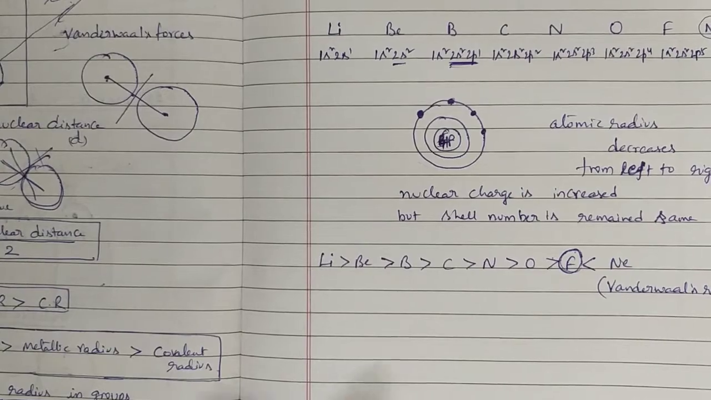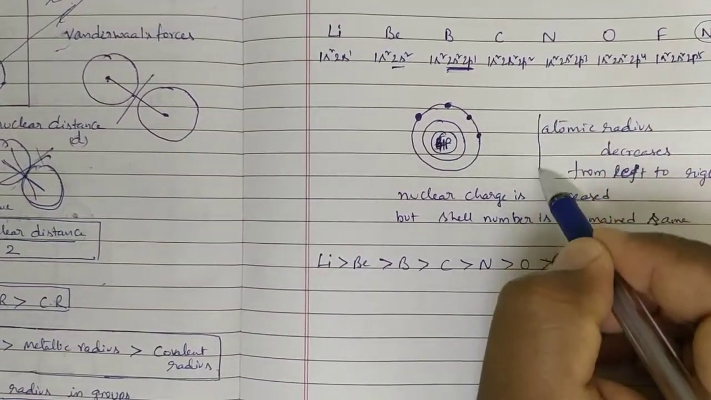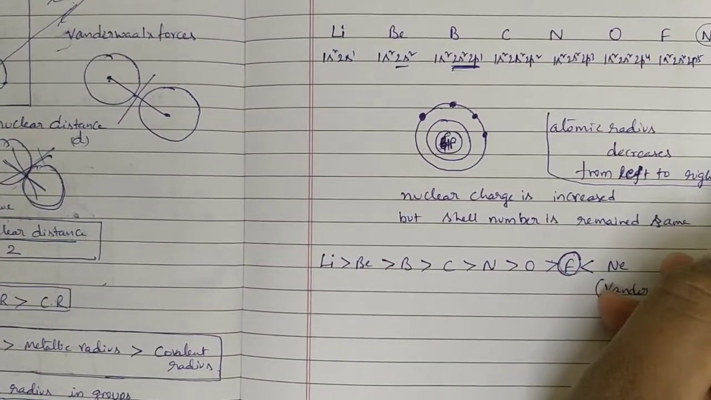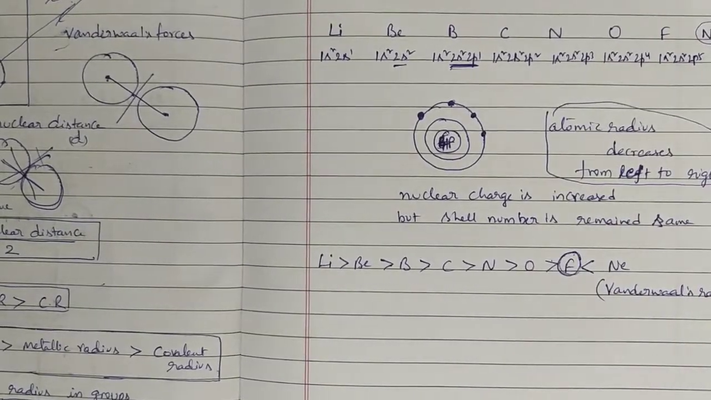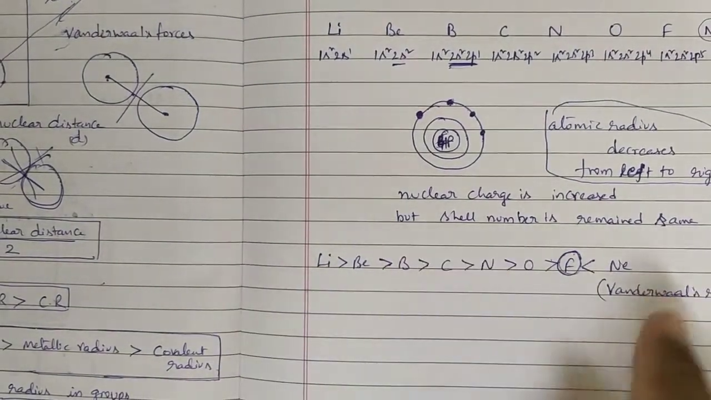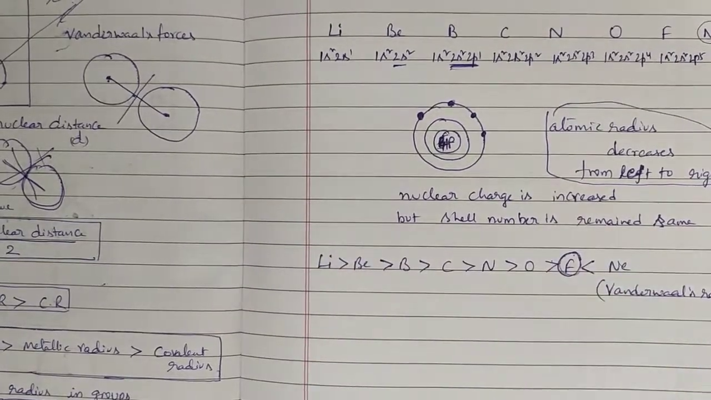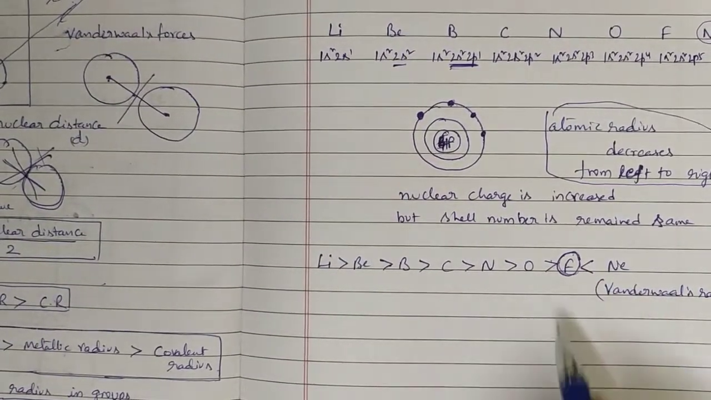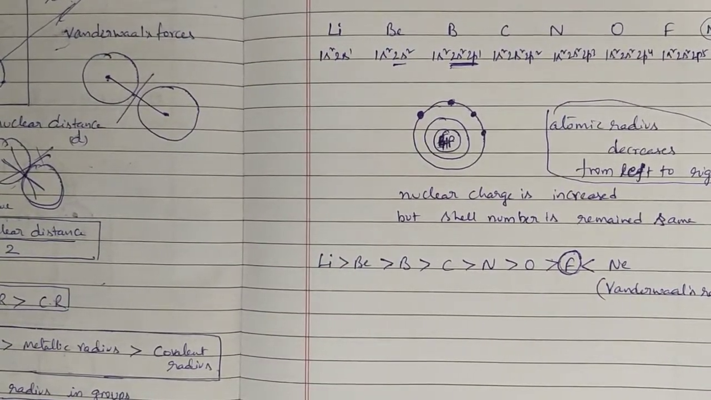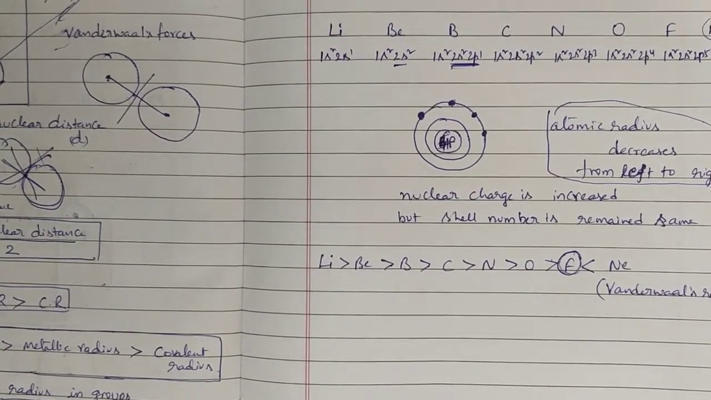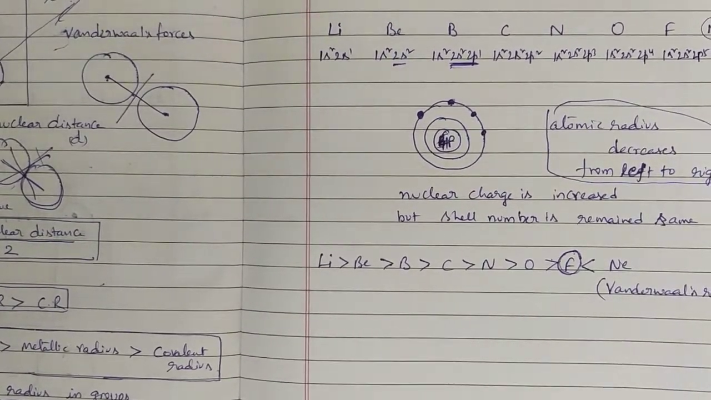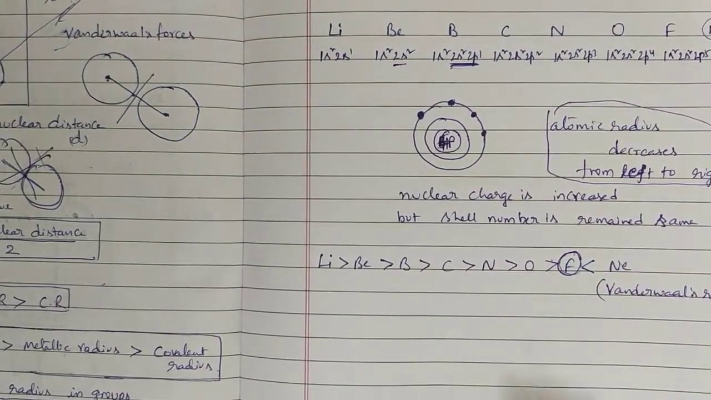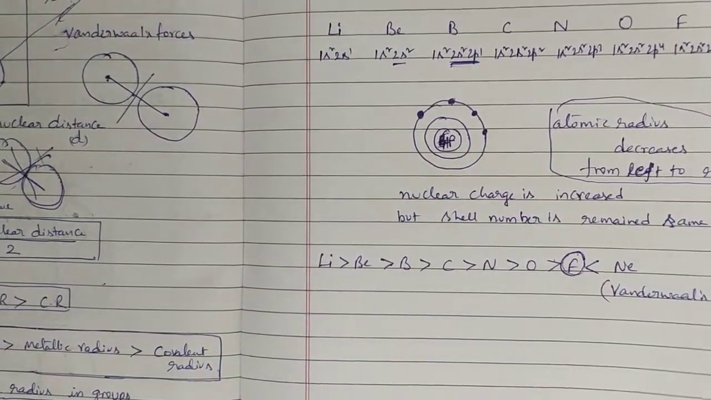Is it clear? This is happening in periods. So in periods, atomic radius decreases from left to right. And this is the order for the first period. Like that, every period will follow the same thing. That's why halogens are the smallest. Halogens are the smallest group in the periodic table. They will maintain everything like this only. Top to bottom, it again increases.